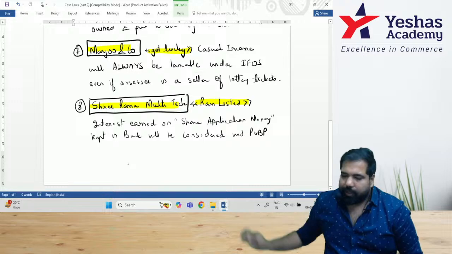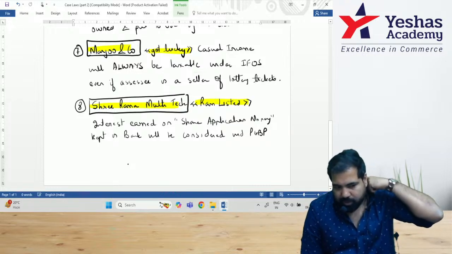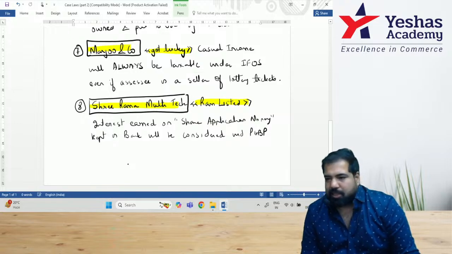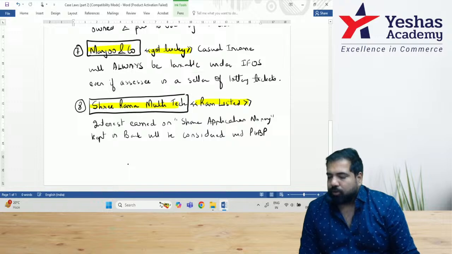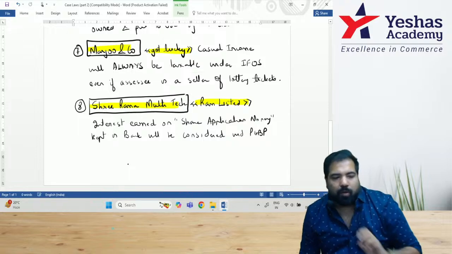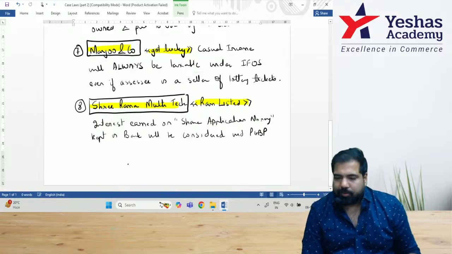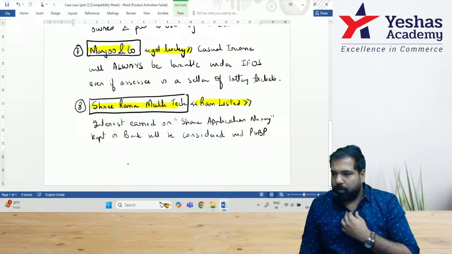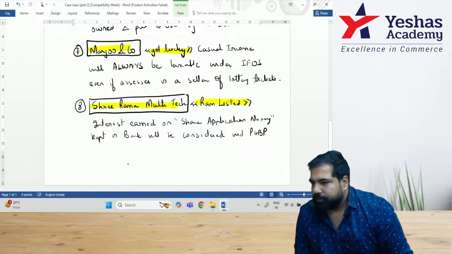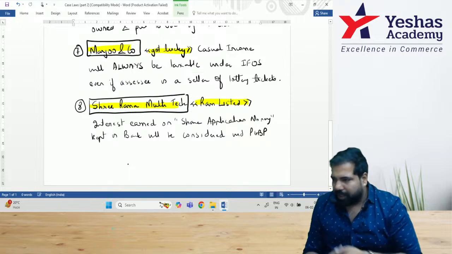What did I dictate, guys? Interest earned on share application money kept in bank will be considered under EGBP and adjusted against share application and adjusted against IPO expenses. Just checking, guys, what if they just made an FD in the bank? Because this is related to the IPO, it got reduced from the IPO expense.